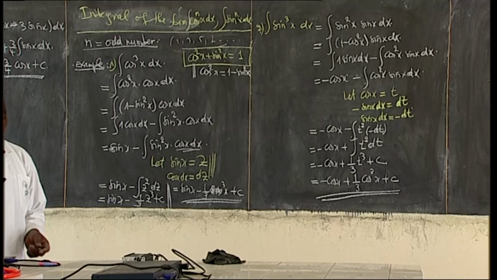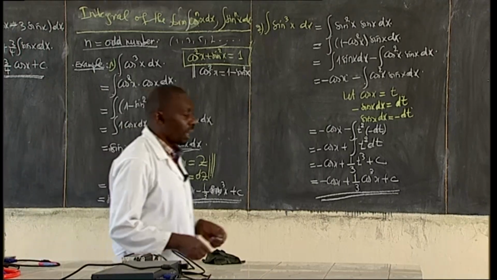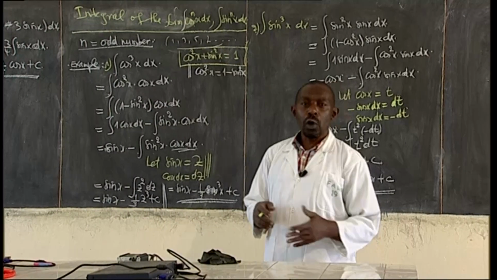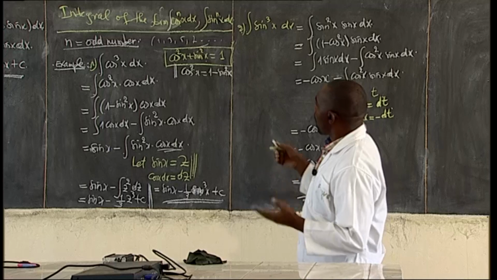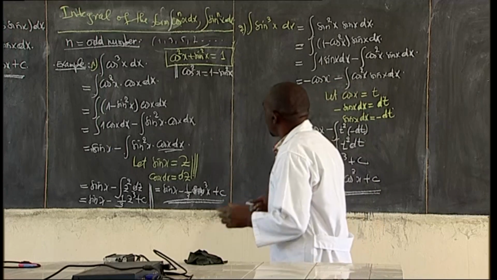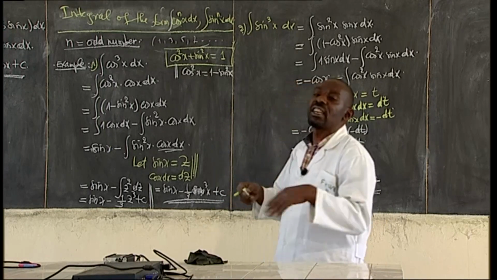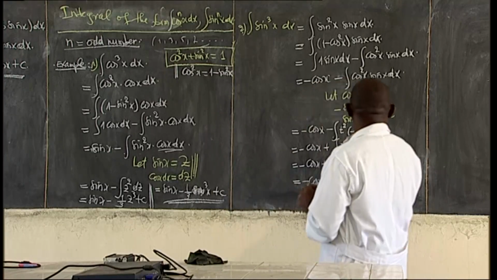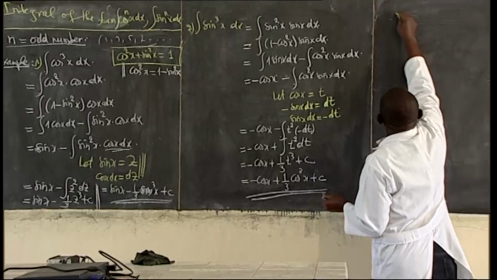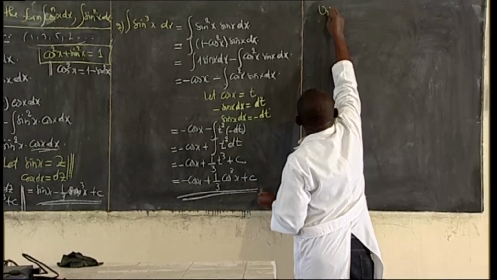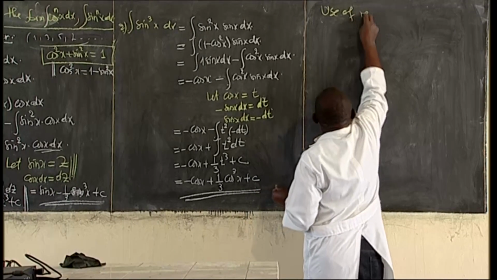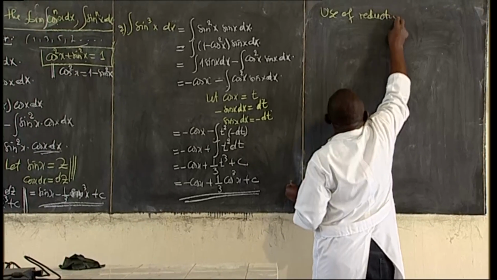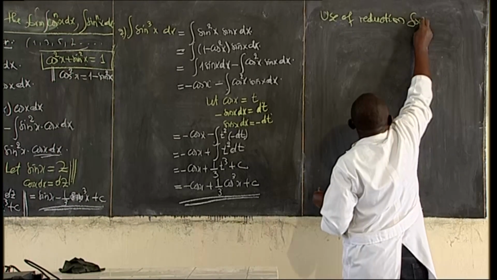And remember, I told you that the reduction formula can work for the power function for sine and cosine when n is either even or odd as well, right? So, use of reduction formula.